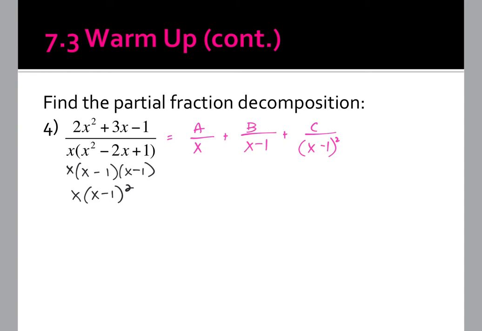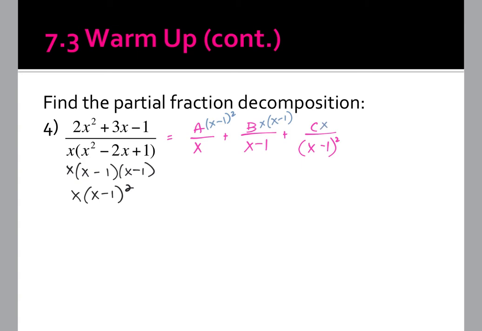Then I'm going to multiply each of these by what's missing from the denominator. So if I compare each of these denominators to the factored form, that's what I'm seeing, what's missing. So x on the bottom would get x minus 1 squared. X minus 1 on the bottom is going to get x and then x minus 1. And x minus 1 squared on the bottom is just x.